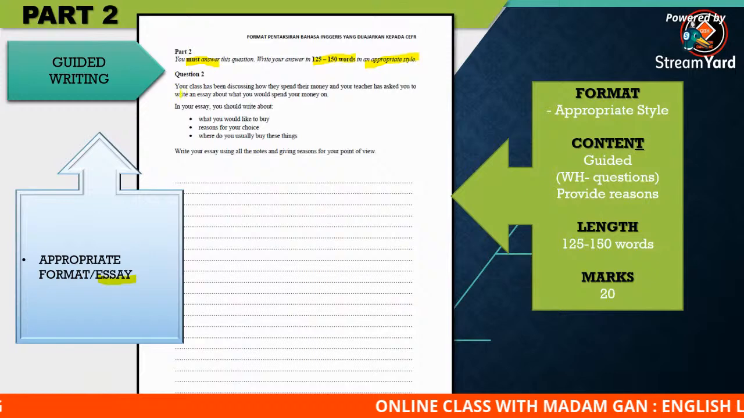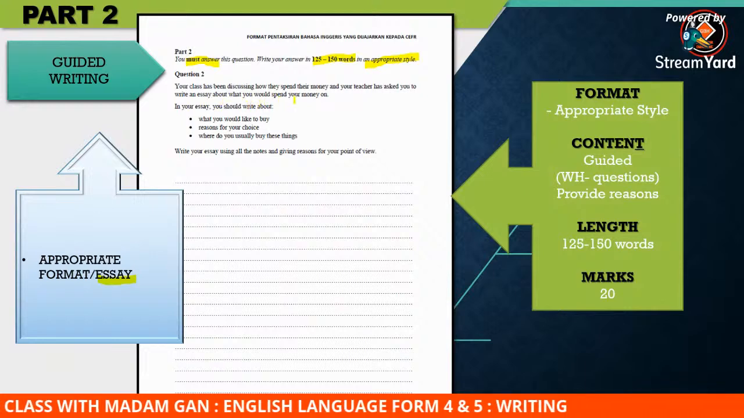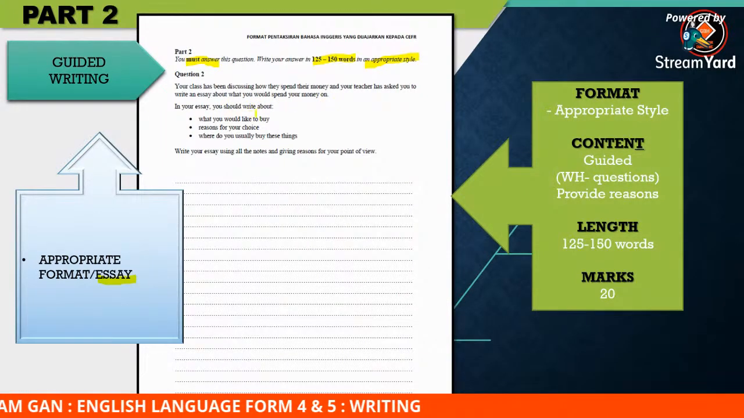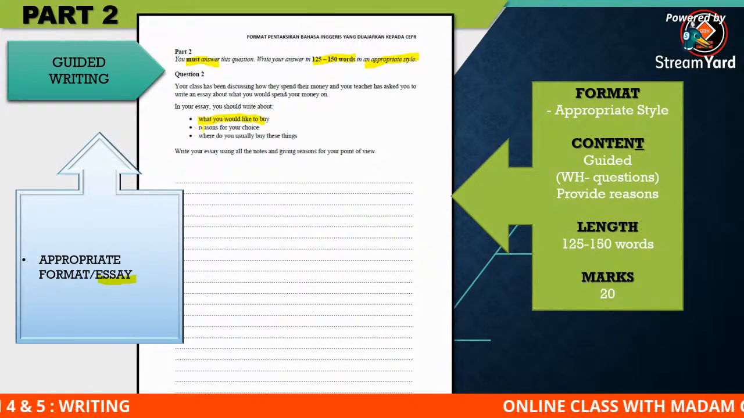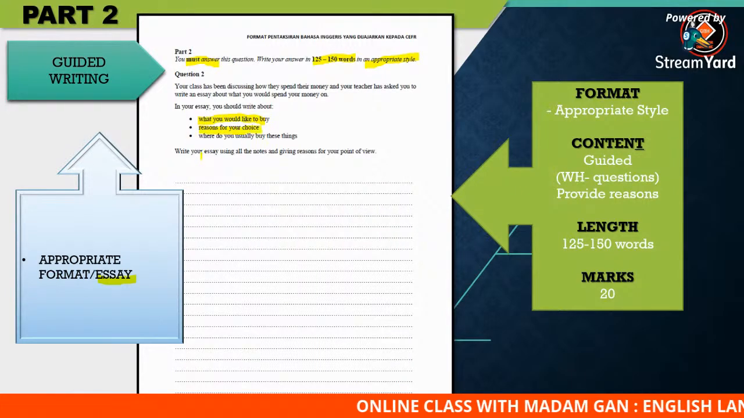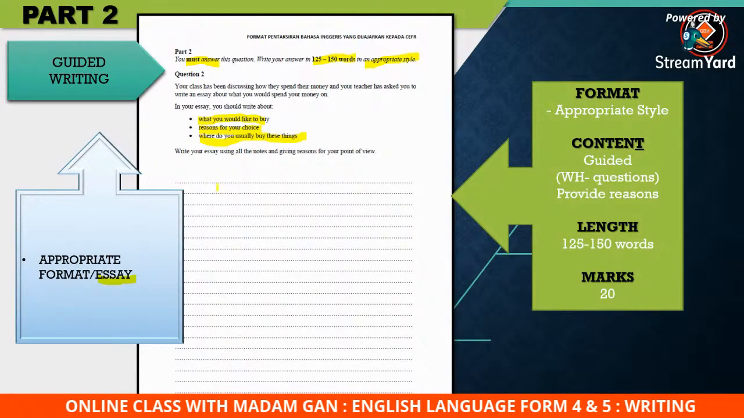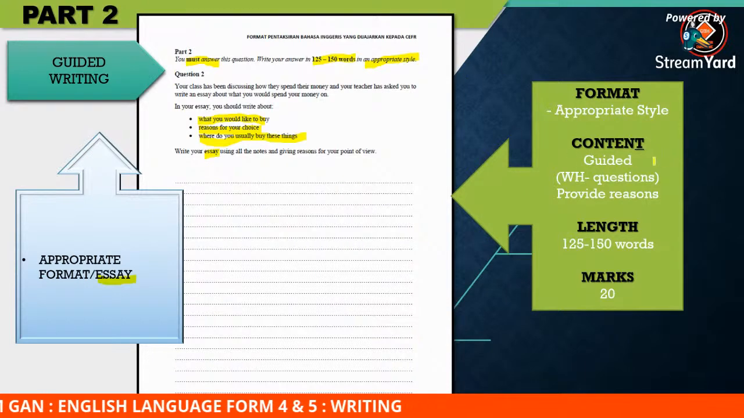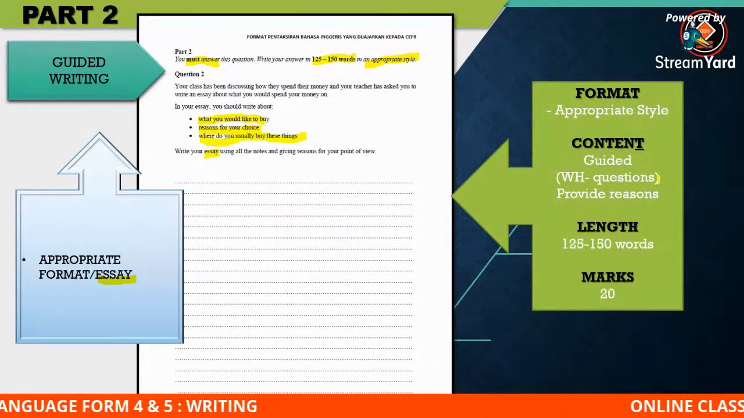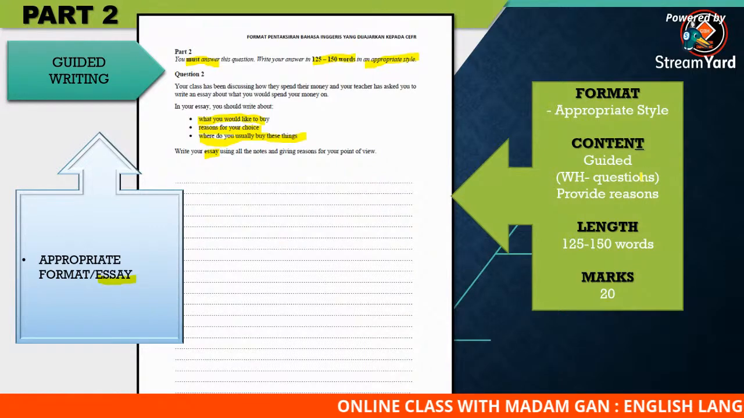So the question: your class has been discussing how they spend their money and your teacher has asked you to write an essay about what you would spend your money on. In your essay, you should write about. So the first one, what you would like to buy. Number 2, reasons for your choice. Number 3, where do you usually buy these things? Okay, so write your essay. So the format written here is an essay. Remember, this is guided, and then you have to answer the WH questions and you have to provide reasons.